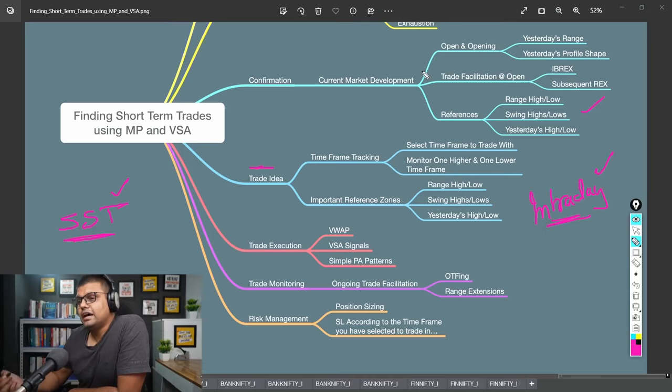Your time frame, higher time frame, lower time frame will change. Important reference zones will change. Action points will change. So that is the reason why you need to first be very sure of the time frame. So even though I have written it here, select a time frame to trade. You have to be sure about that beforehand. Now that you're developing a trade idea, in this case you are trying to short and that was an intraday short. Then you monitor one higher time frame, one lower time frame.